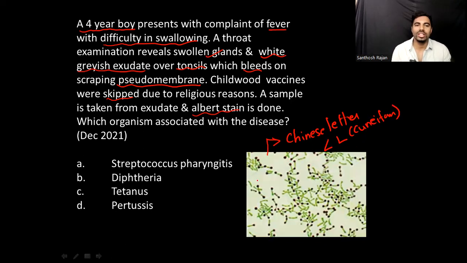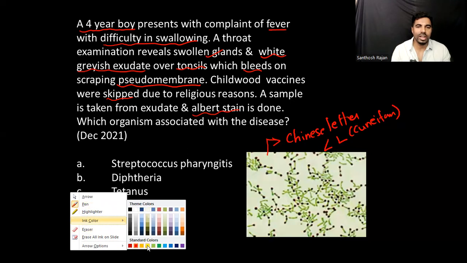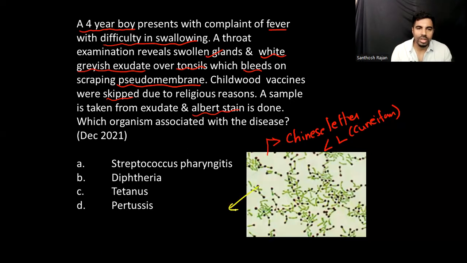The other important thing is the metachromatic granules, the granules which you're seeing there. These bluish black metachromatic granules are seen in Albert stain. These granules, the ones at the end, are called metachromatic granules. Especially to stain the metachromatic granules only, we are using this Albert stain. Metachromatic granules are otherwise called what?